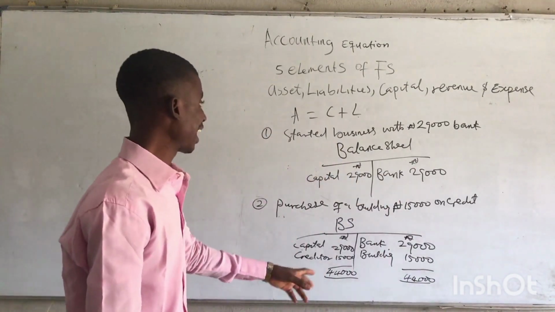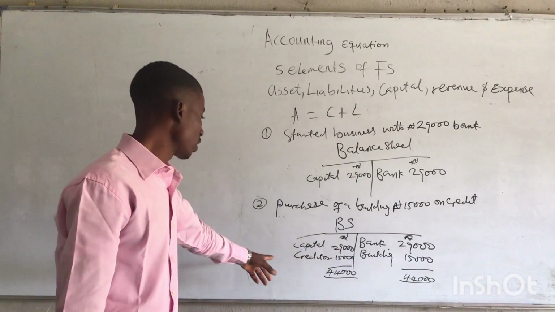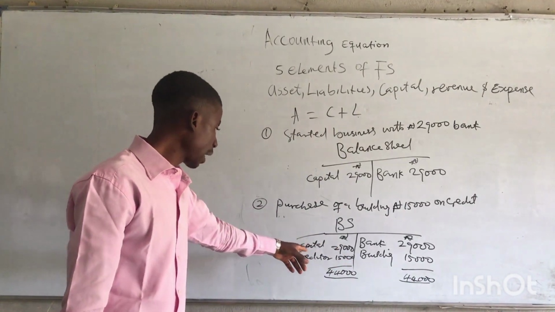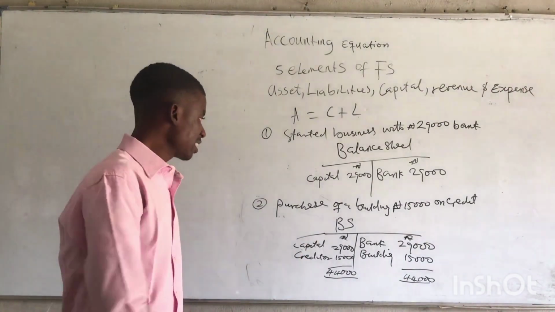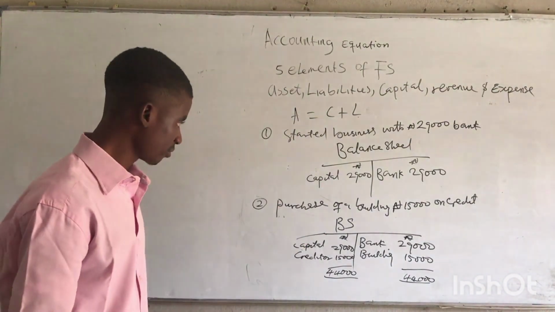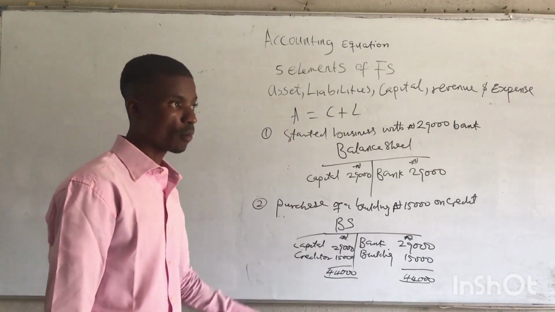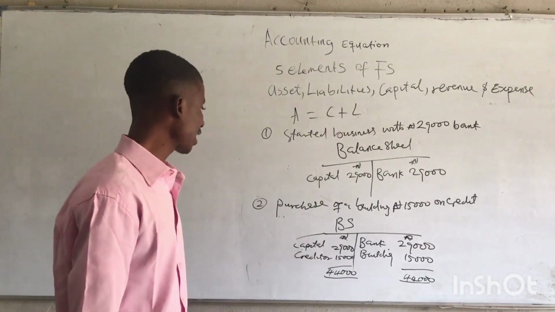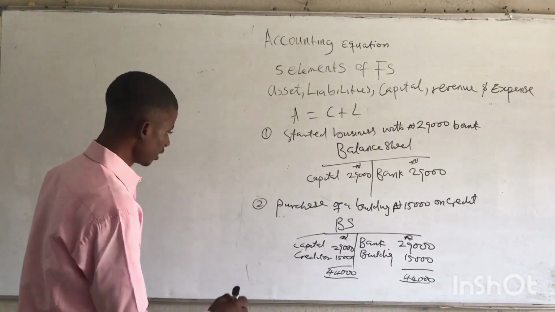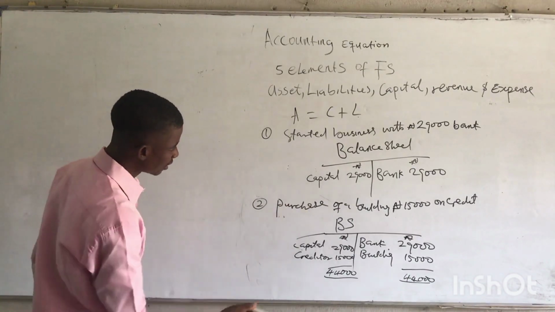Have you seen that at every point in time, the asset side will always be equal to the capital plus what? Liability. This is how it will continue to build up. At every point in time, your balance sheet is supposed to have an equal balance, both your right and your credit side. Assuming I have another transaction, let's say this one is purchase of building on credit.